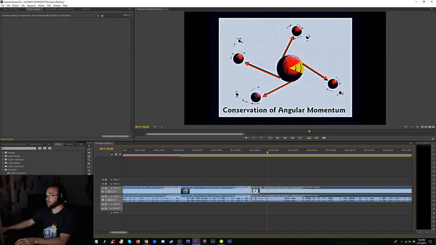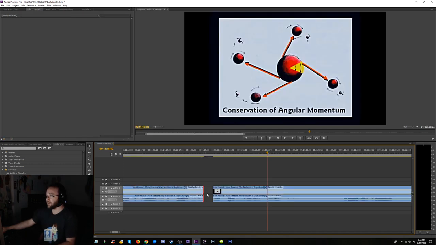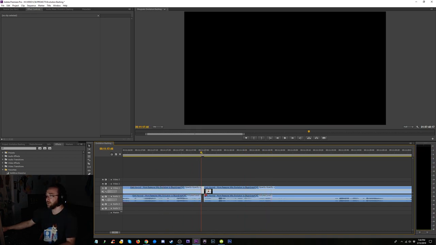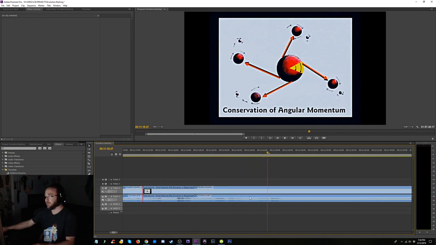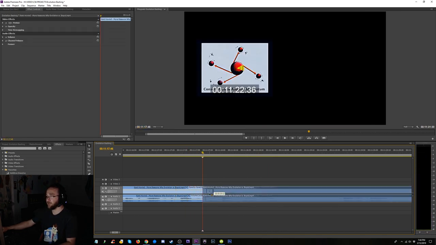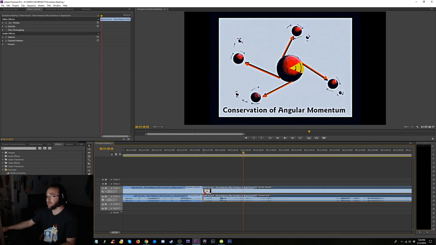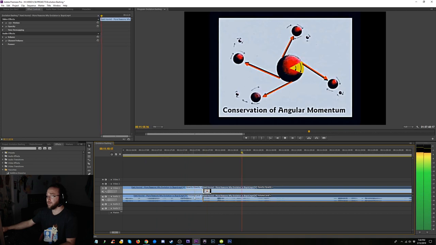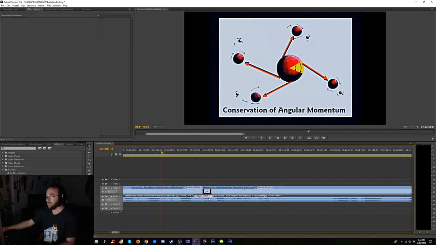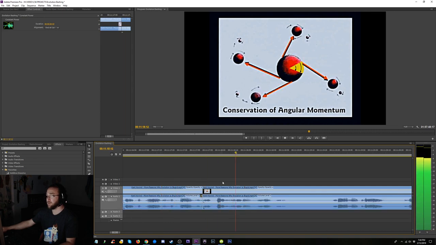I'm going to add the S here. Direction. And the fragments spin the same direction. I have a double S there. This needs to come over here. Crossfade, shrink it. And the fragments spin the same direction.